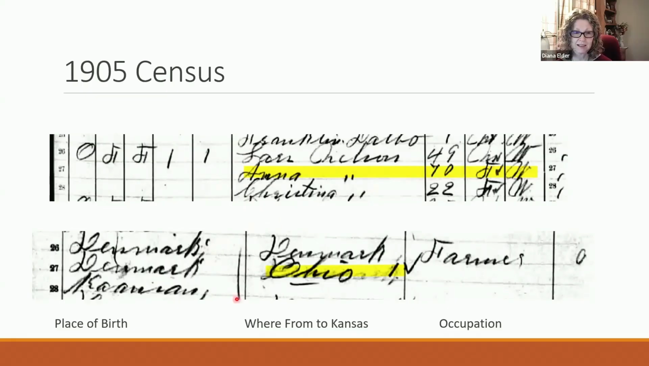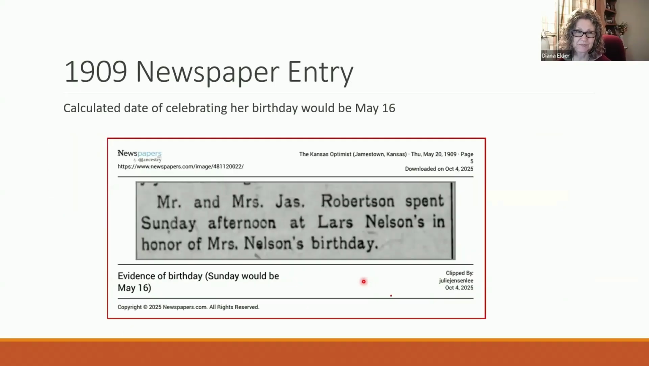Christina's born in Kansas. And where did they come from before they came to Kansas? Well, Lars came straight from Denmark, apparently, to Kansas. And then Anna came from Ohio to Kansas. Now, Ohio is interesting because if you remember, she was going to go to Ohio where her son lived. So just that little piece right there does help us make a connection to the Anna who came from Denmark and we have the immigration record for.